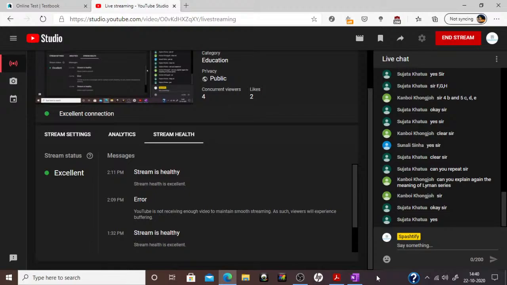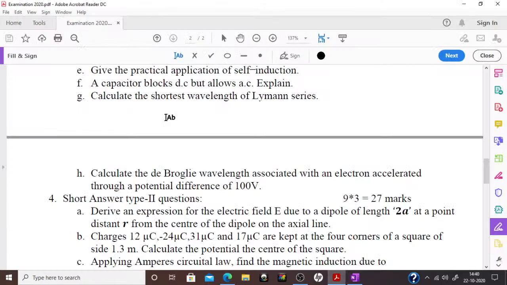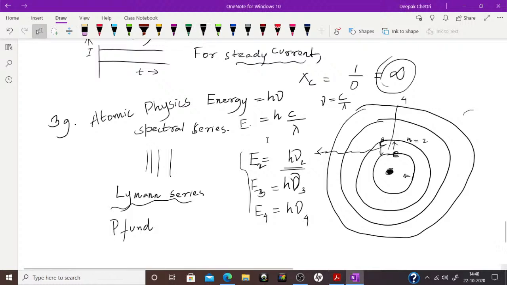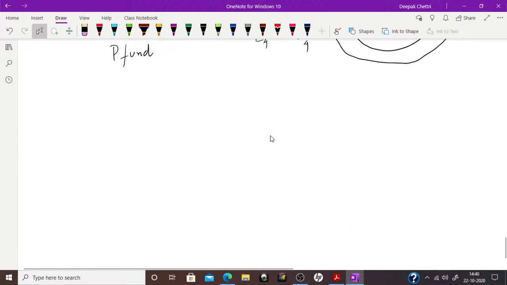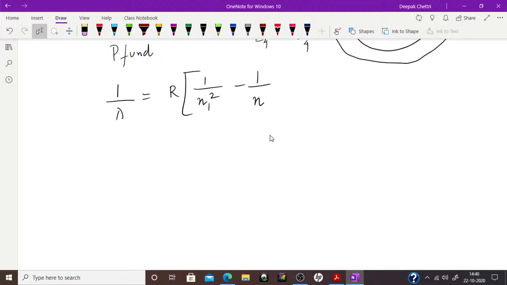Okay, so now look at the question, they are asking us the shortest wavelength of the Lyman series. For the shortest wavelength, the energy has to be maximum. If you want this value to be smallest, this has to be maximum, because of this relation. Now there is a formula to calculate the wavelength. The formula is 1 by lambda equals R times (1 by n1 square minus 1 by n2 square). So this is the formula, understand?